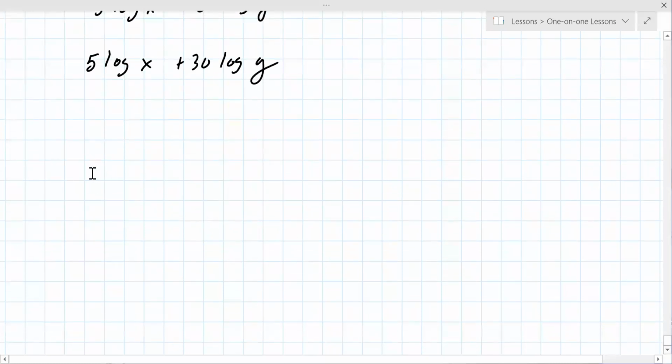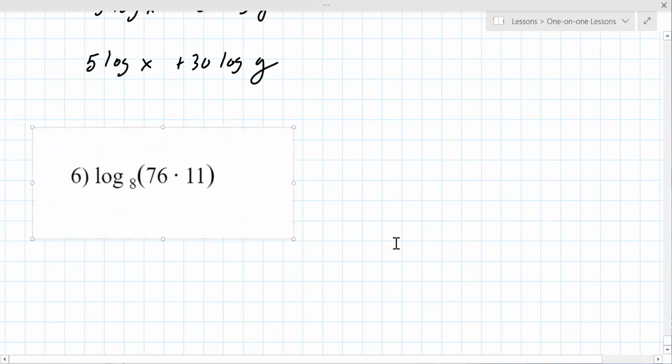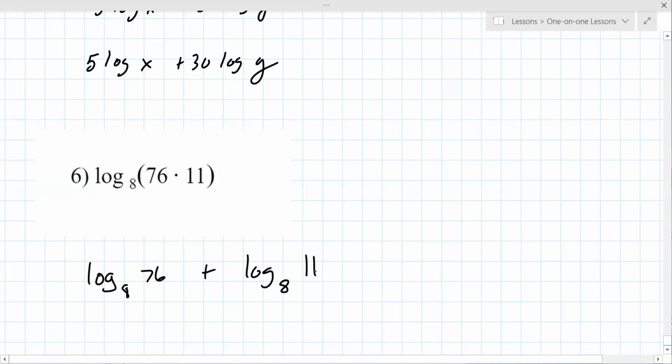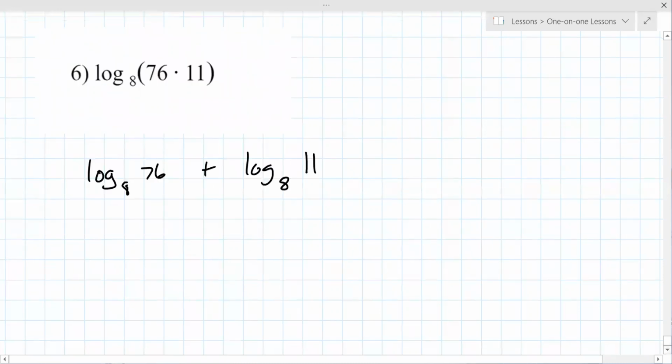On to number 6. Why would they put 76 times 11 in there? Not sure, but we're going to look at it and see. We're going to break it apart the way we did before. This is a product, so this becomes log base 8 of 76 plus log base 8 of 11. Can you at least get that far?